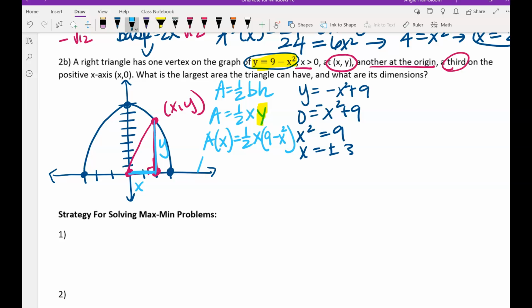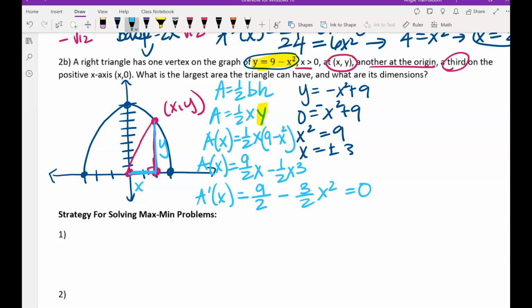For me anyway, you can use product rule, but I'm just going to FOIL this out and then use power rule. So that's going to be 9 over 2 x minus 1/2 x to the third. The reason we need the derivative is so we can find the absolute min and absolute max. So 9 over 2 minus 3 over 2 x squared. Let's find the critical points. So 9 over 2 equals 3 over 2 x squared.